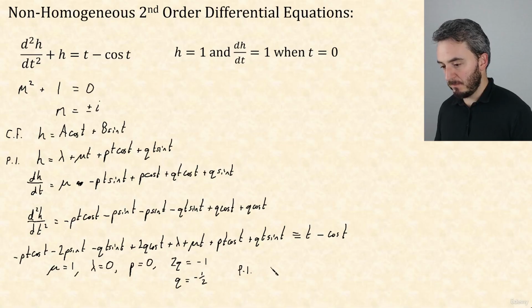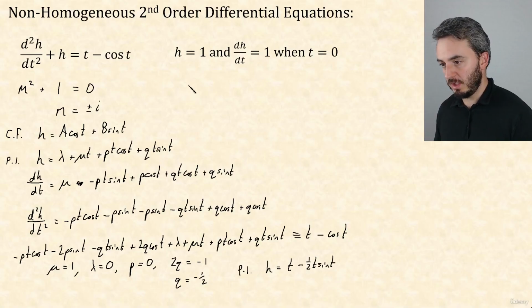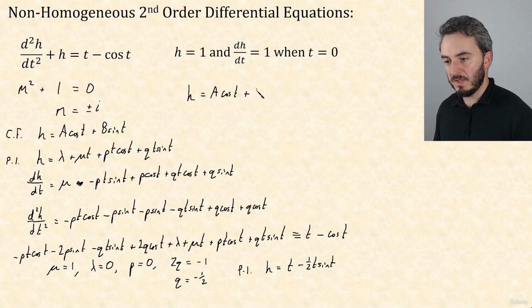It is h equals, 0 lambda and then mu, so that's just t. And then we have q was -1/2, and that was the coefficient of t sine t. So that's -1/2 t sine t. Okay, sticking those together, we have a general solution of h equals a cos t plus b sine t plus t minus 1/2 t sine t.